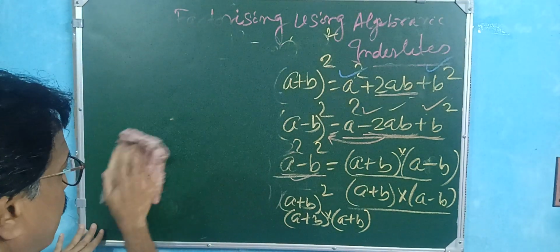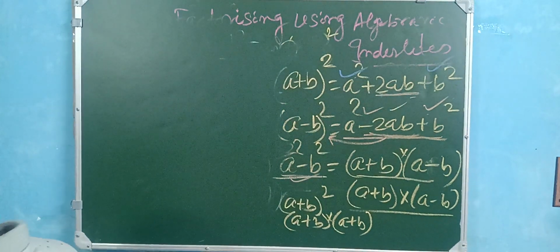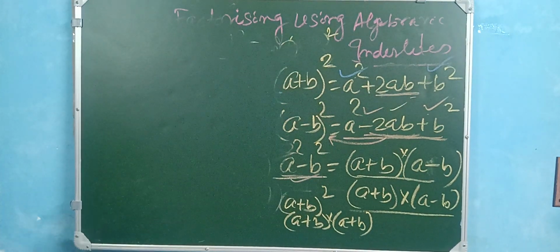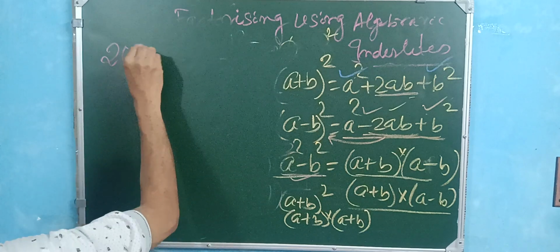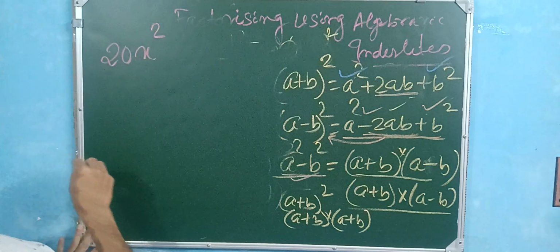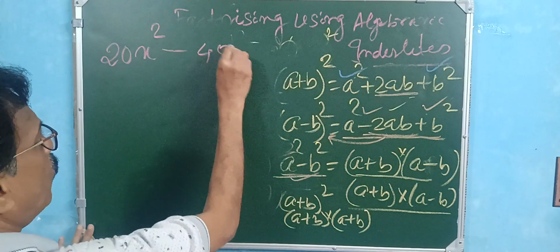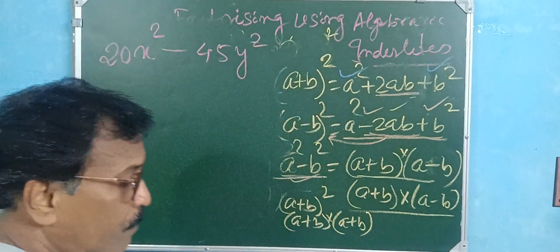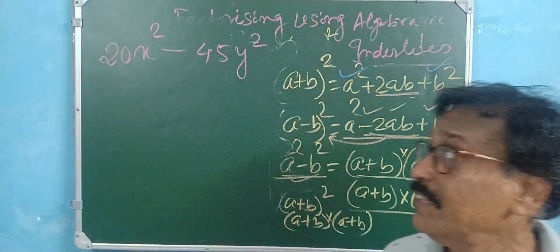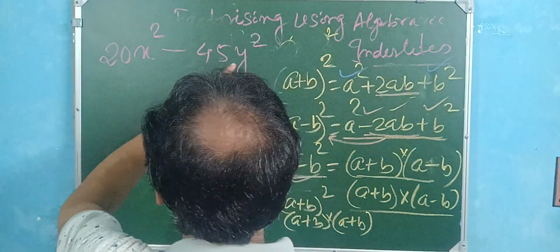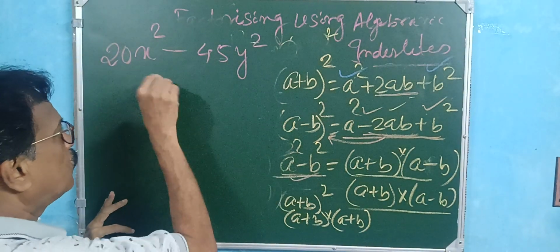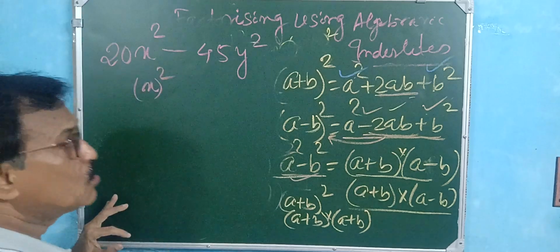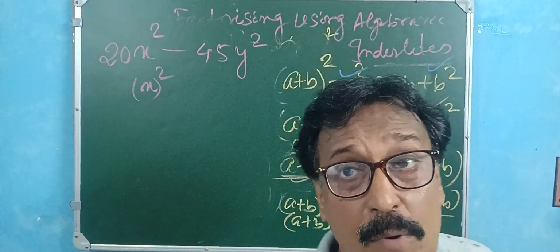I show a different pattern, a different sum, so that it will be very easier for you. Here, this is 20x square minus 45y square. Here one difficulty arises. You just see, this is 20x square and this is 45y square. You know this is x square, x is whole square, so this is no problem. But in which one? 20. Now a problem arises.